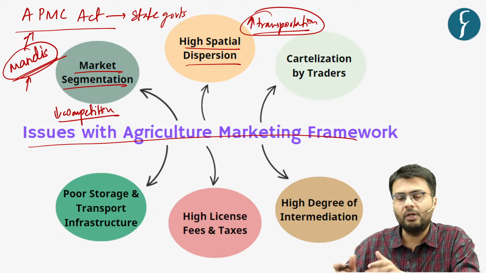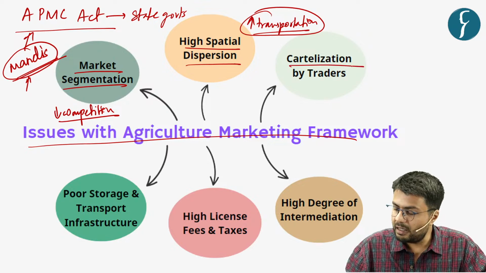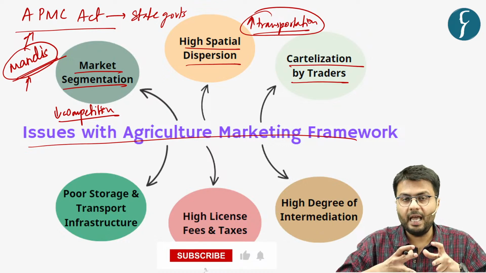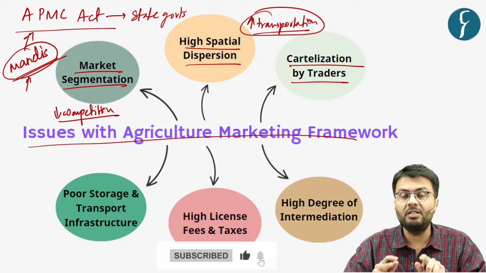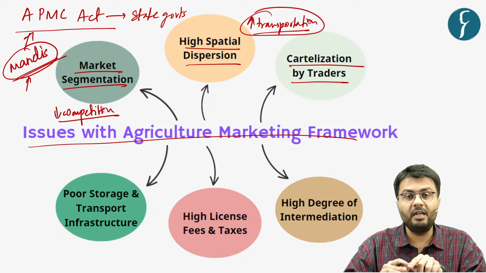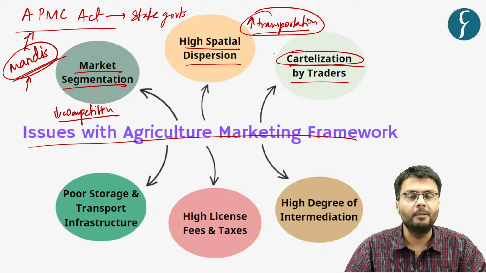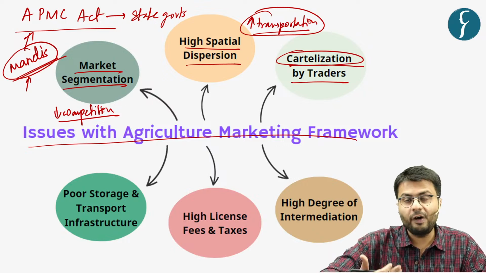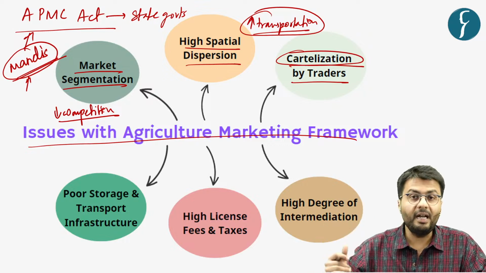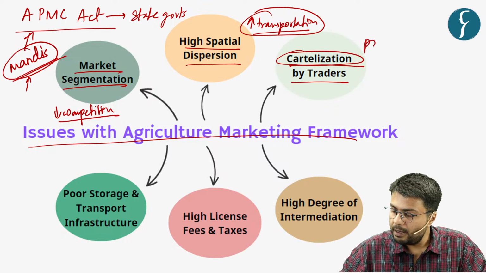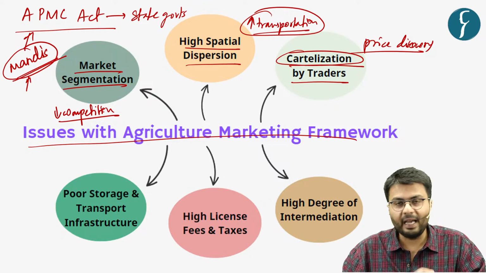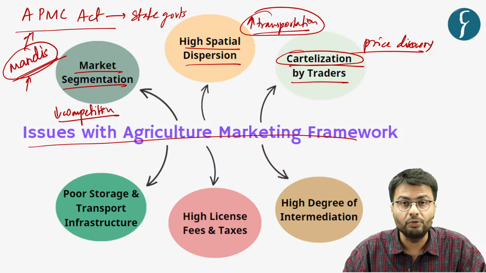Let us move to the third challenge, which is the cartelization by traders in the APMC mandis. Now, the APMC mandis are manned by various traders who get their license from the APMC mandis. Hence, these traders form what you can call a cartel, because when you are a farmer going to an agricultural mandi, and these traders form a cartel, it prevents price discovery for farmers. Thereby, farmers get a low price for their agricultural produce.